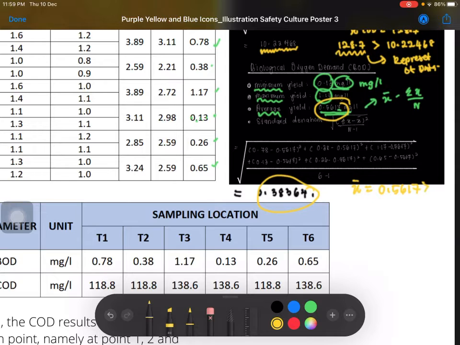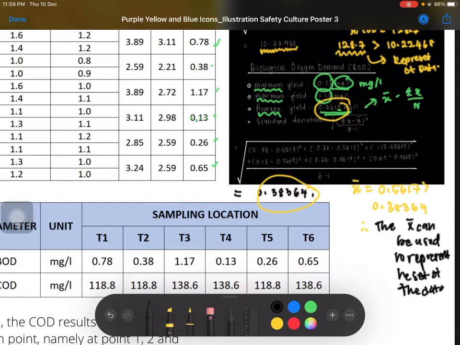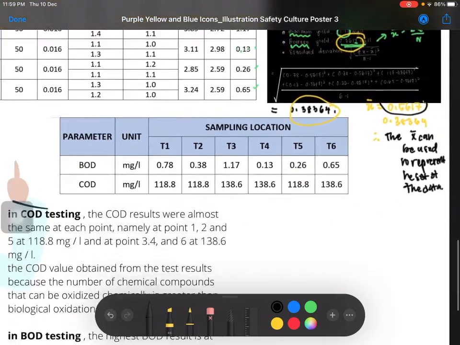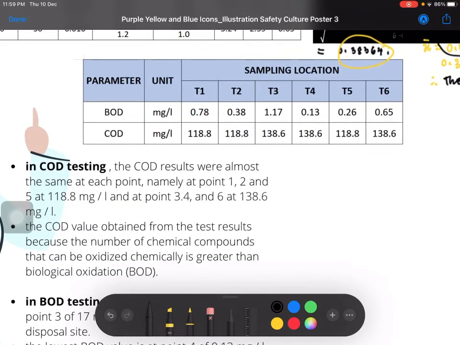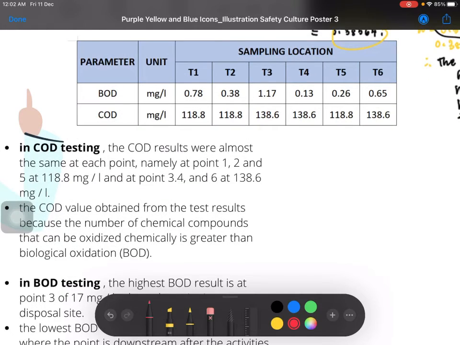Okay, so as you can see here, you compare this: the average yield 0.5617 is actually greater than 0.38364. Therefore, the average yield can be used to represent the sets of data. So in your experiment, you can use this value to indicate the value of the overall data. So now we're moving on to the tables of BOD and COD. Okay, now so we continue.